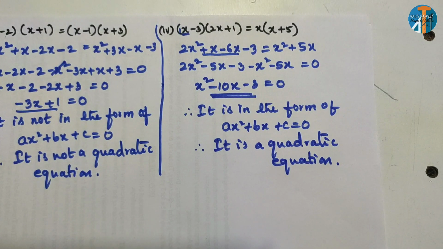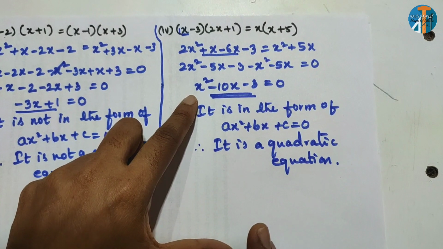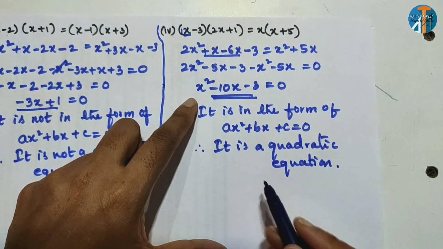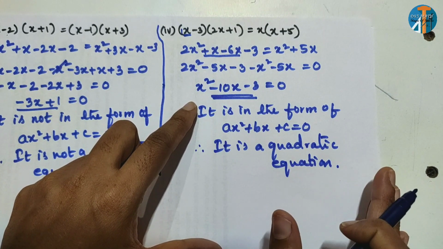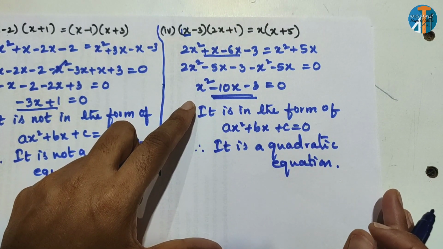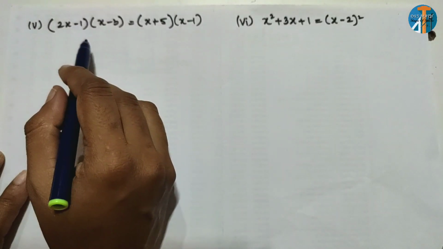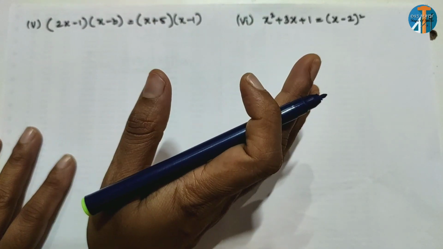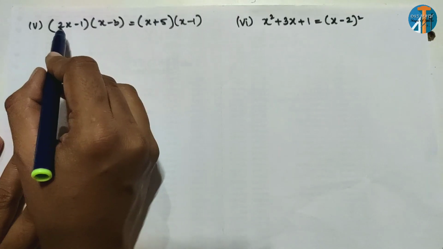Simply, you have to simplify using identity and regular multiplication. Check the final answer: if it is in the form of ax square plus bx plus c, then it is quadratic. If it is not like this, it is not a quadratic. Okay, now let's move to the other sub question. Sub question 5. Here also we have two terms. It is just a regular multiplication.